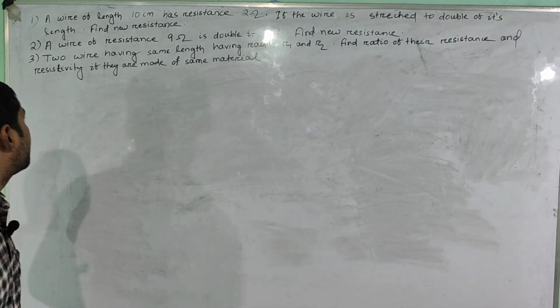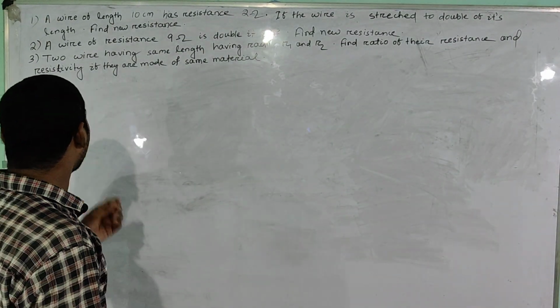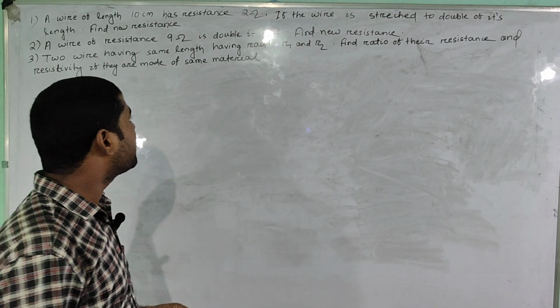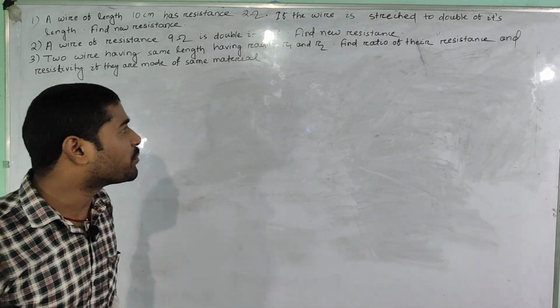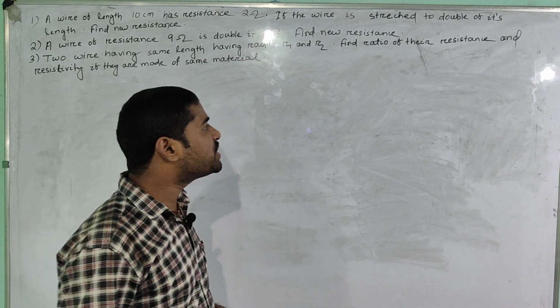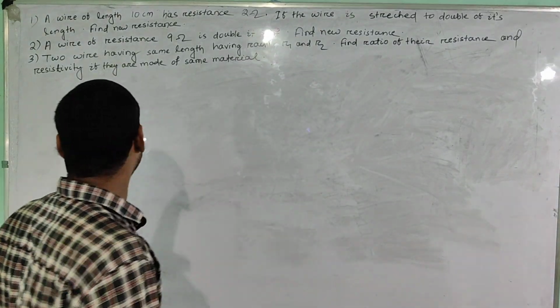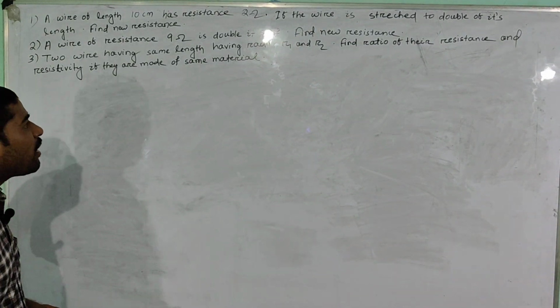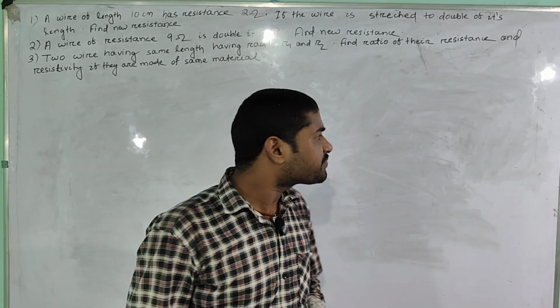Next, question number 3. Two wires having the same length, having radii R1 and R2. Find the ratio of their resistance and resistivity if they are made of the same material.